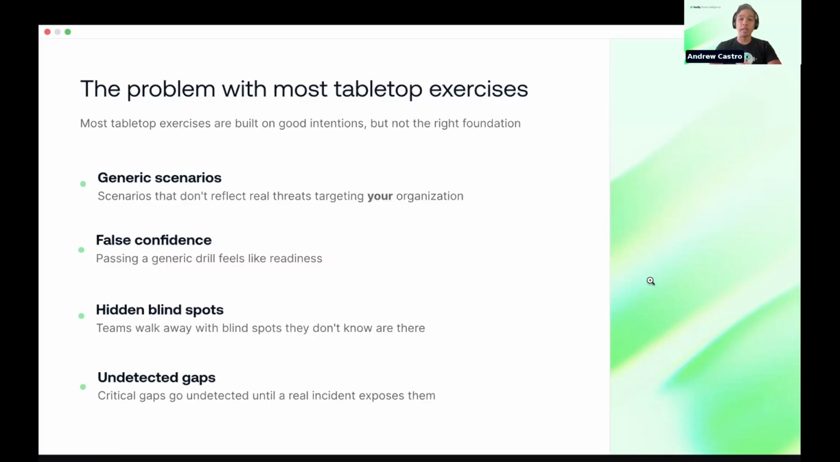Cool. And with that, we'll start with the problem. What is the problem here? A lot of tabletop exercises are a compliance checkbox. As a result, people just haphazardly, lackluster-ly do the thing. They create generic scenarios so that they can say they've met the requirement for the year. And so people pass it, and then they have a false confidence that they've done the thing.